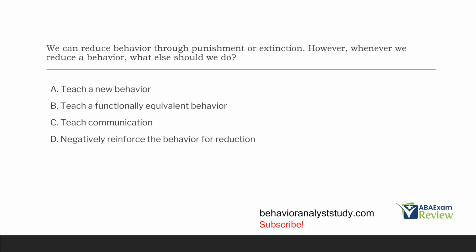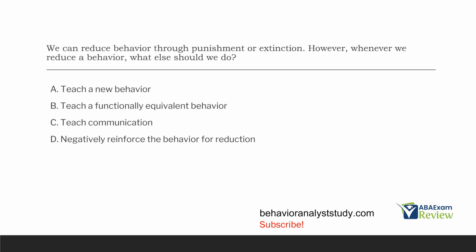If we're going to go around reducing behaviors and taking away behaviors, what we're doing is taking away ways that our clients access the environment. And these might not be socially valid, they might not be safe, they might not be appropriate, but they're ways our clients access the environment. So if we're going to go around and take away access and functional behavior, we need to add something to their repertoire to replace it.